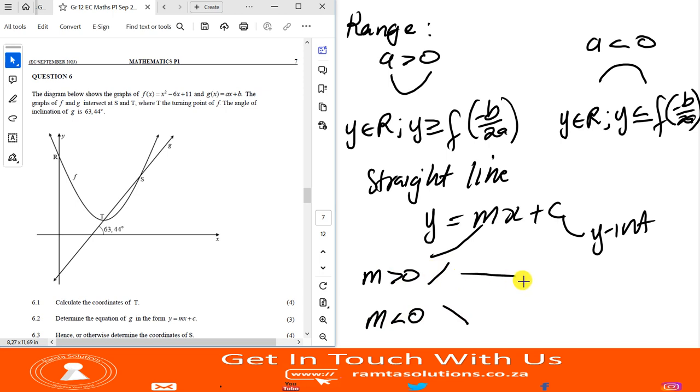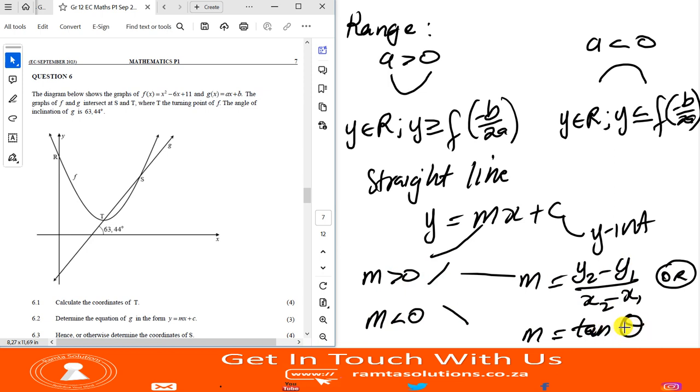So for the gradient, you can use this one here, y2 minus y1 all over x2 minus x1. Or you can use the, what do we call this? Angle of inclination. So you can say the gradient is equal to tan theta, which is the angle of inclination. All right. So now let's answer the questions.